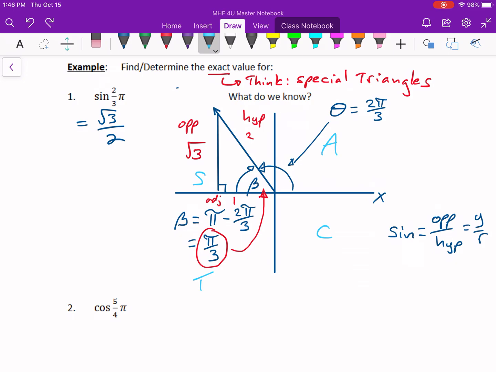Another way we could think about it is we're measuring the opposite side, which is measured on the positive y-axis. It's above the x-axis, so all y values are positive in quadrant 2, against the hypotenuse, and the hypotenuse is always positive. So we've got a positive root 3 over positive 2, which gives us a positive answer overall. So however you want to cut it, that is our solution.